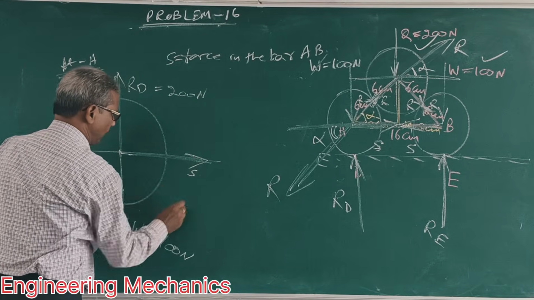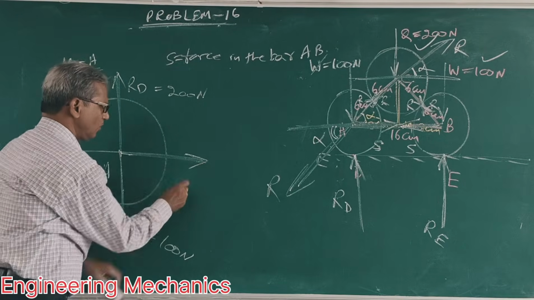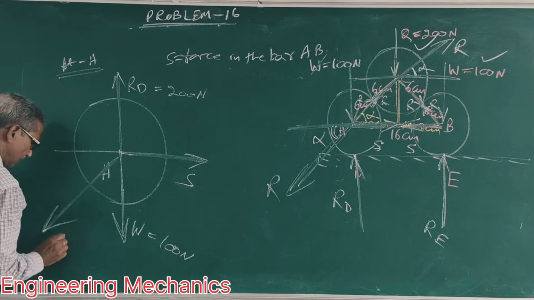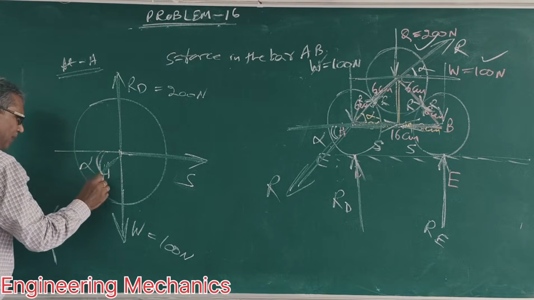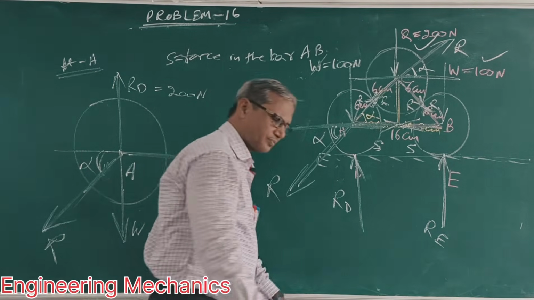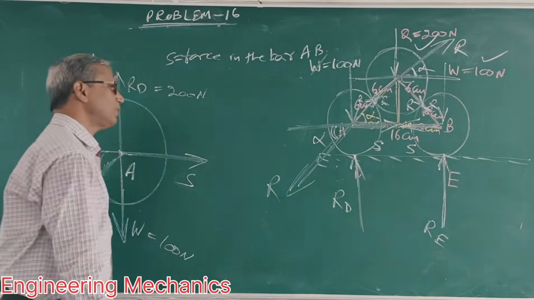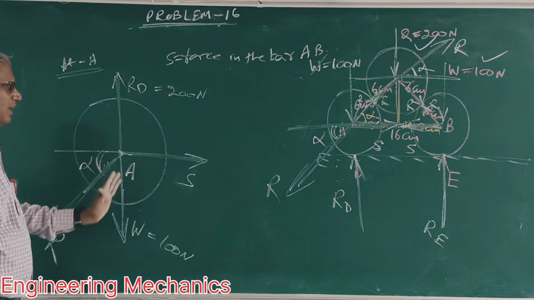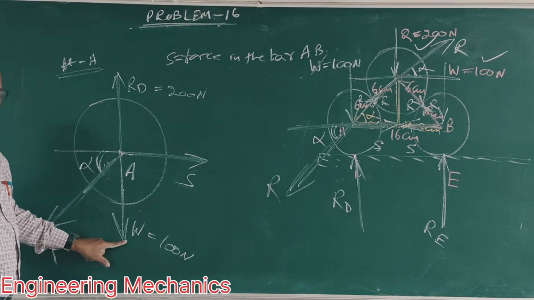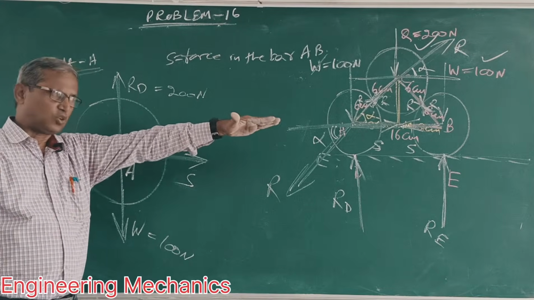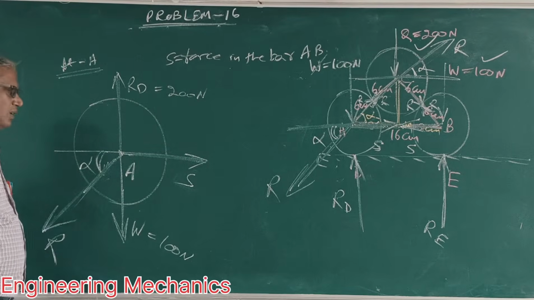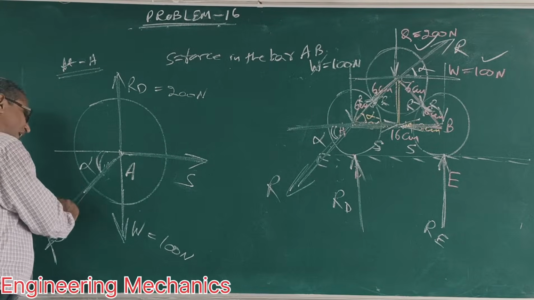To find out R, what is this angle? Alpha. This is RD 200 Newton, W 100 Newton, S force in AB, reaction R. First find out both R and S.